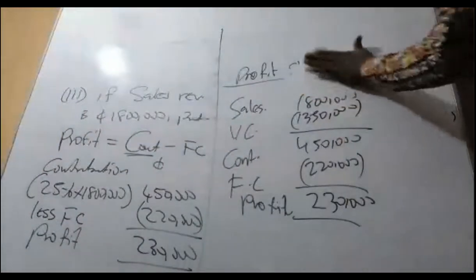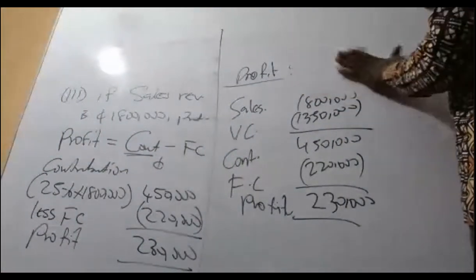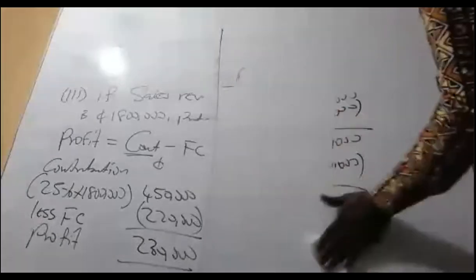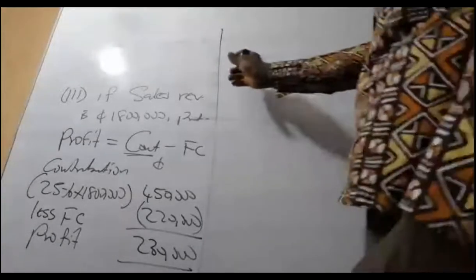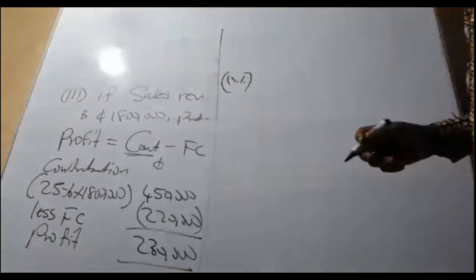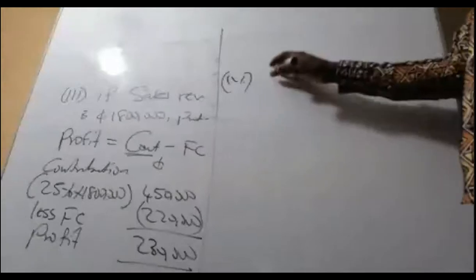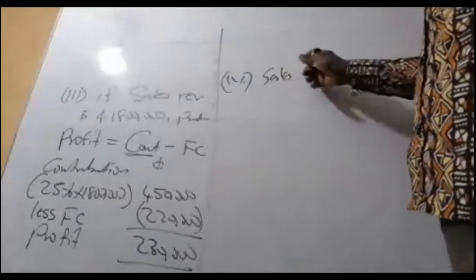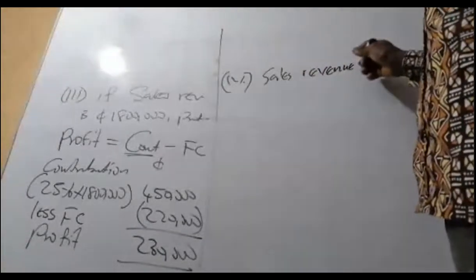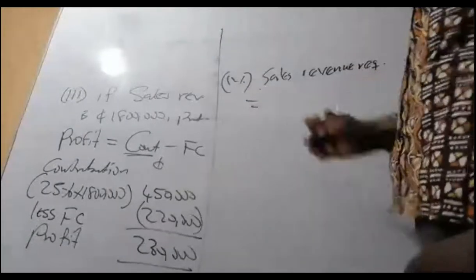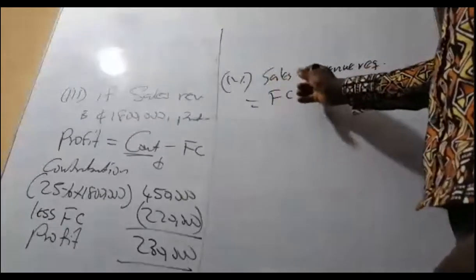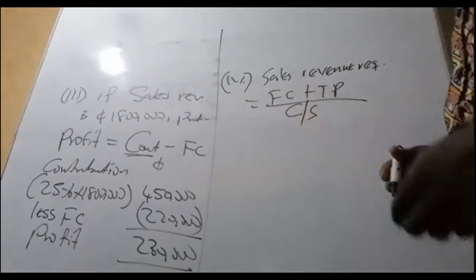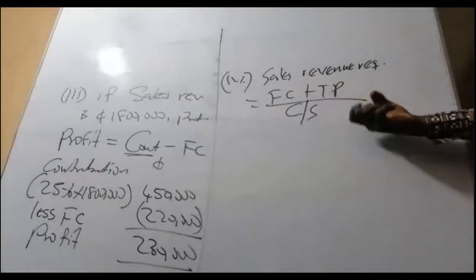Let me solve that one here. Now, number four, sales revenue required to make a certain amount of profit. So you can write sales revenue required. The formula will be the fixed cost plus the target profit, all divided by the CS ratio. Have you seen fixed cost divided by CS ratio gives us the value?